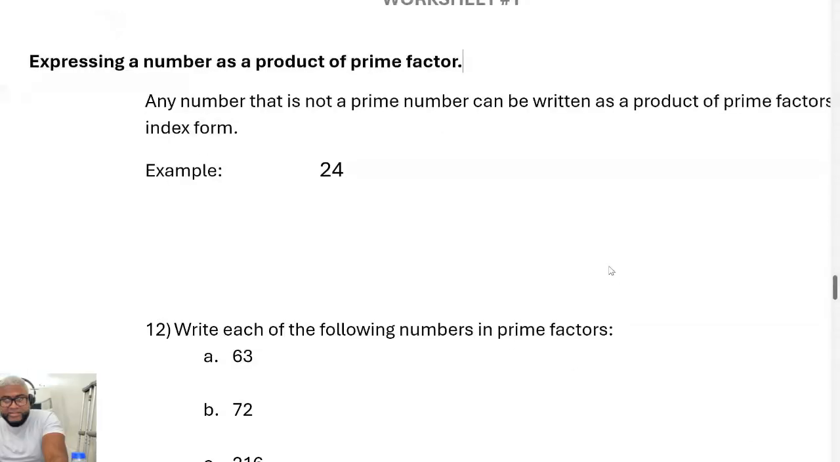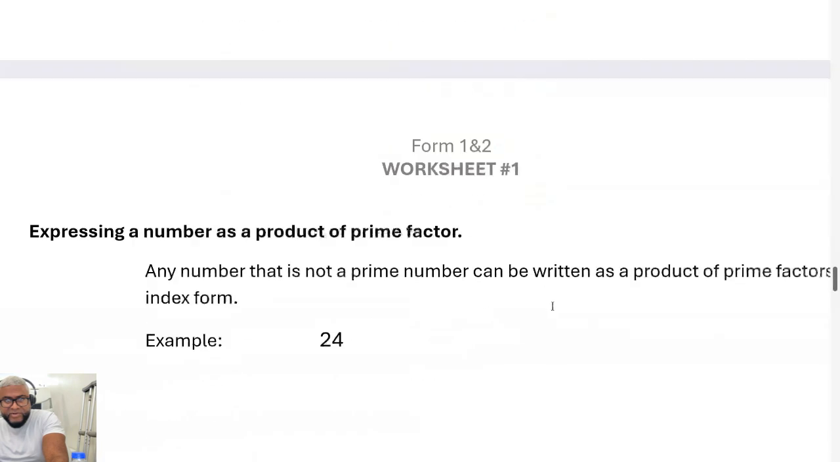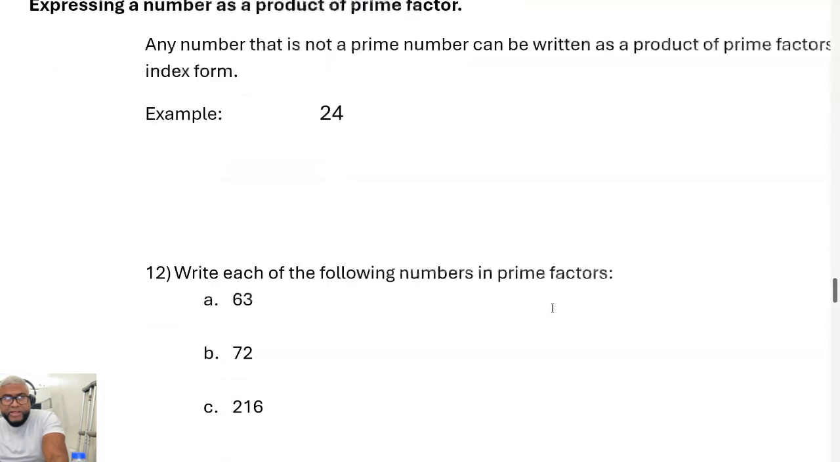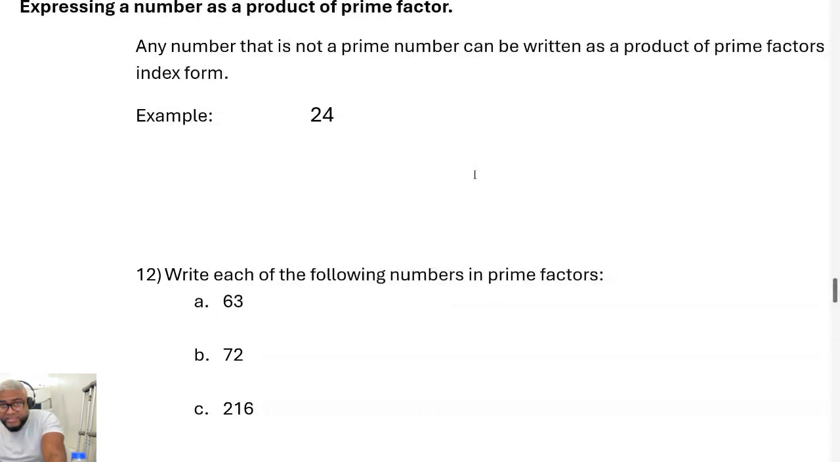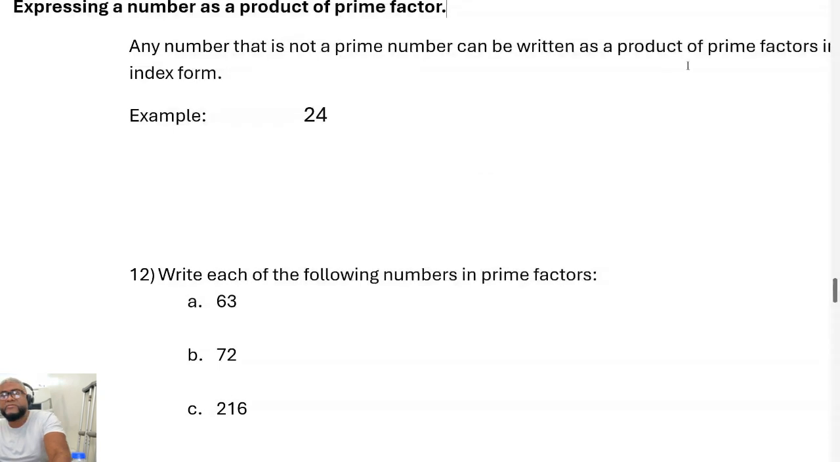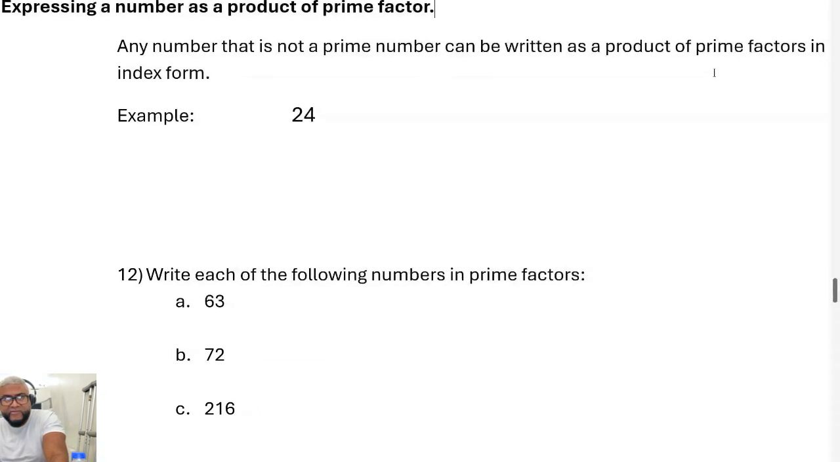Of prime factors. Right, so the answer for these two was 3 to the 4th power, 14 to the 6th power, right? So expressing a number as a product of prime factors. Any number that is not a prime number can be written as a product of prime factors in index form, right?